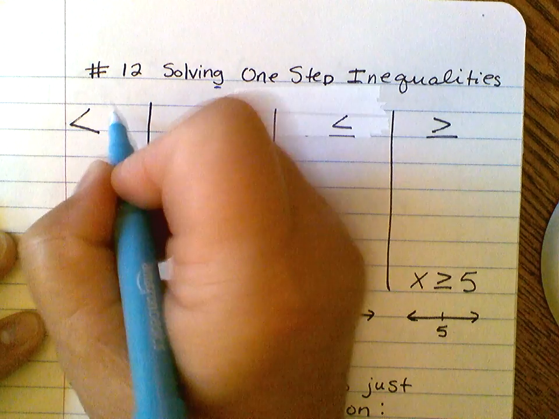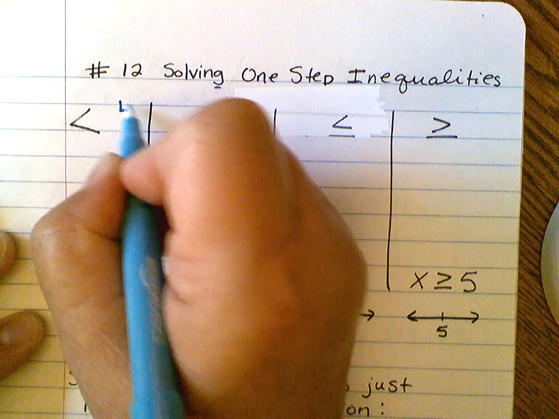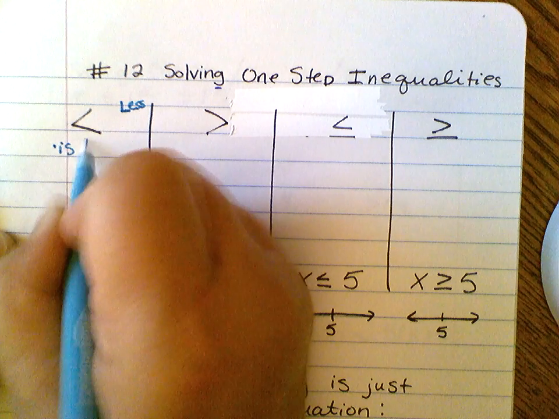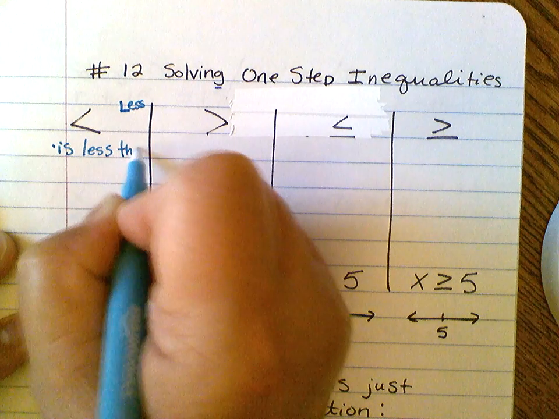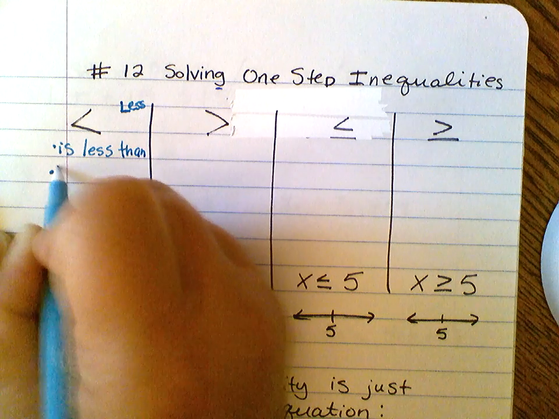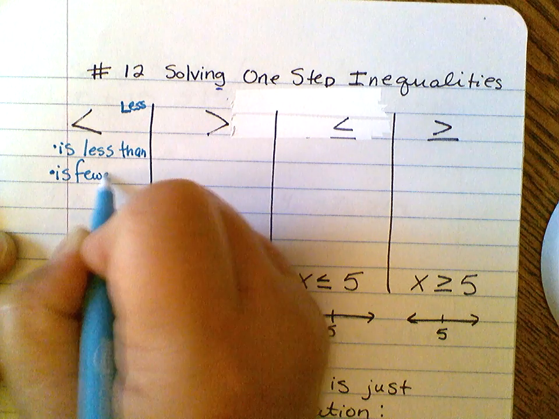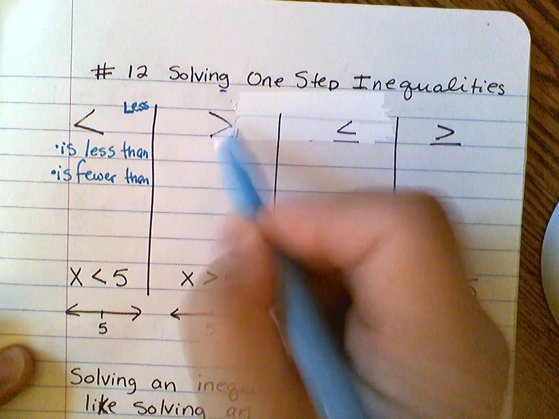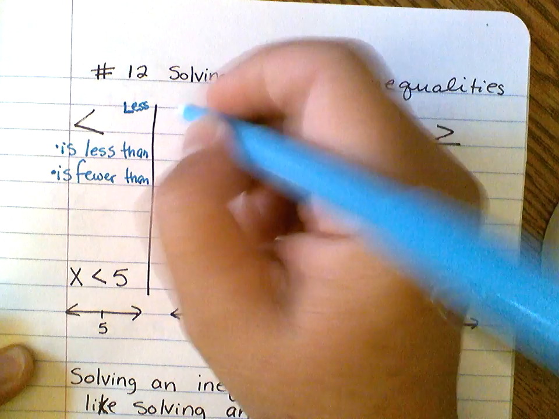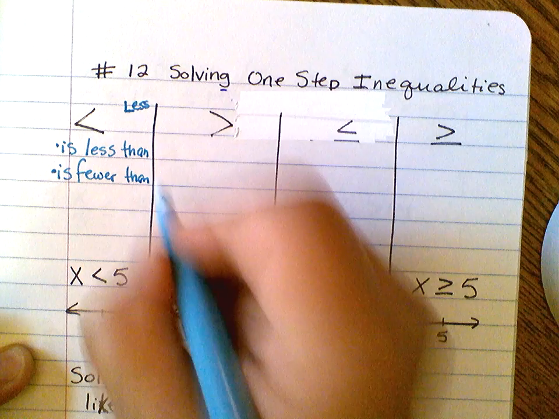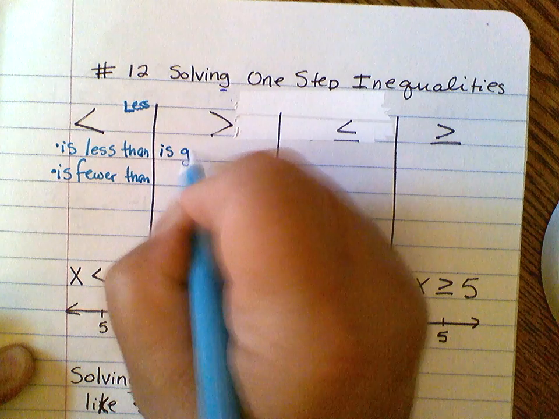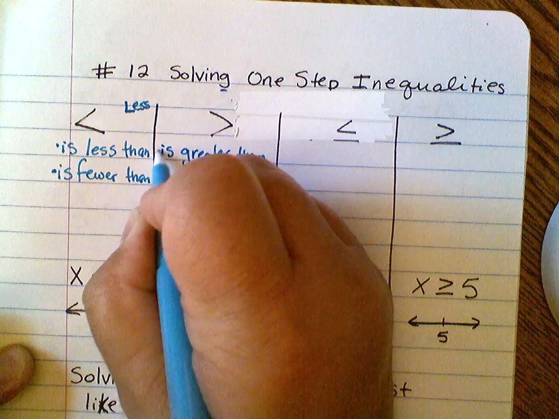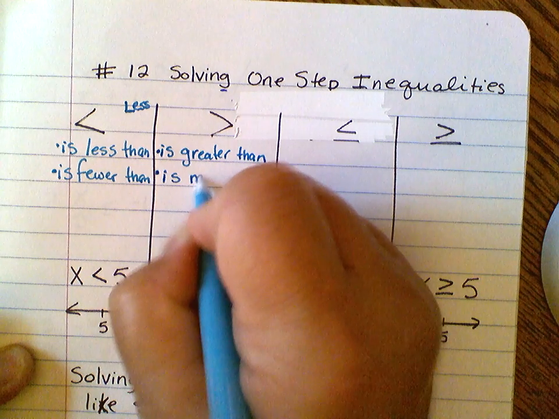So this one, the one that kind of looks like an L, says is less than. Sometimes you might see is fewer than. This one, going in the opposite direction, is saying greater than. So is greater than, or you might say is more than.